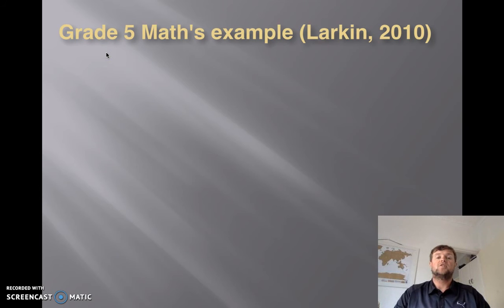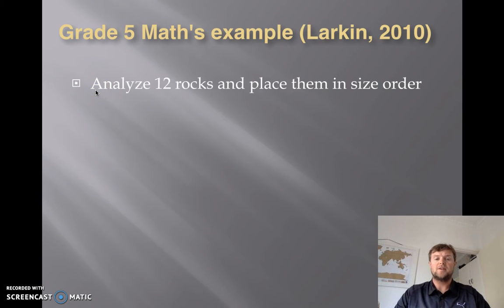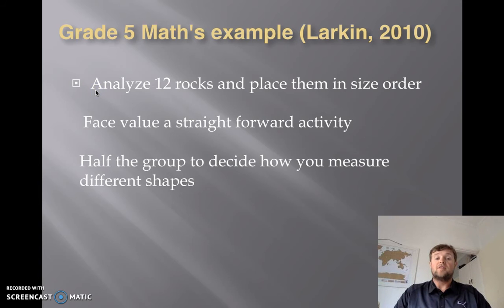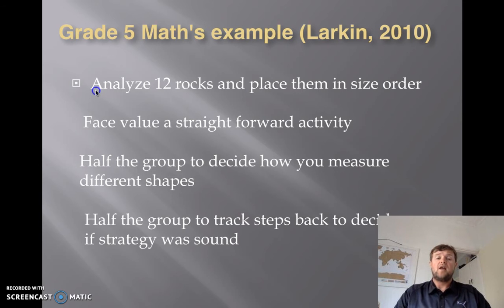My second lesson example is a grade 5 math project, also from Larkin, 2010. A group of students were asked to analyse 12 rocks and place them in size order. This was something at face value that seemed to be relatively easy. However, when the group could not decide on the correct order, because of the different shapes and sizes of the rocks, they were asked to divide in half, with half the group working out how you measure different shapes and sizes, and the other half to track back the steps they'd taken, decide if their original strategy was sound, and if there was anything they could do differently.